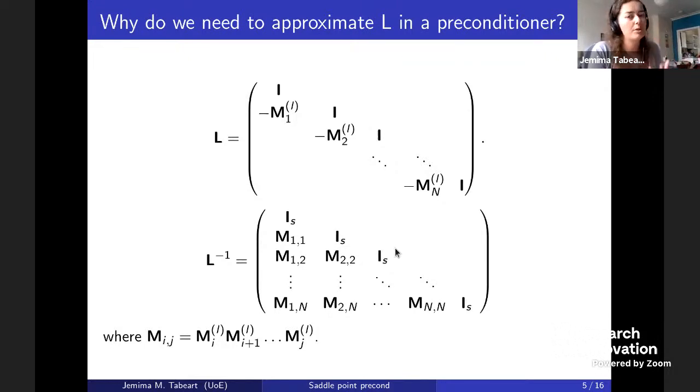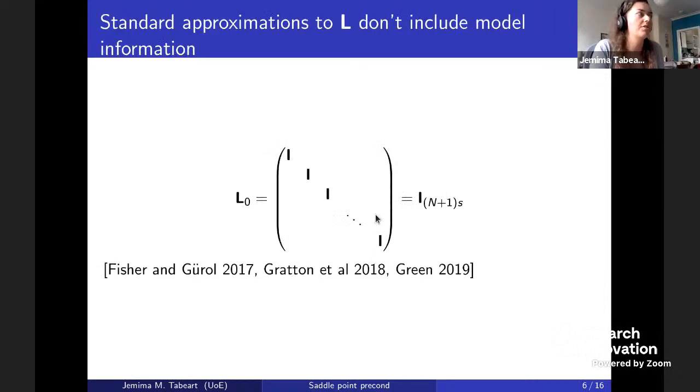So what we need is an approximation L hat that is parallelizable in the inverse as well. One standard approximation is to neglect all of the model information, which gives us the identity, which when we invert it is the identity, which is very parallelizable. This is quite a simple approach, and it doesn't include any model information. That means that irrespective of what my model is actually doing, I'm going to have the same preconditioner. But we wondered, can we do better if we include some model information, but ensure that we still have some parallelization? And the answer is yes.